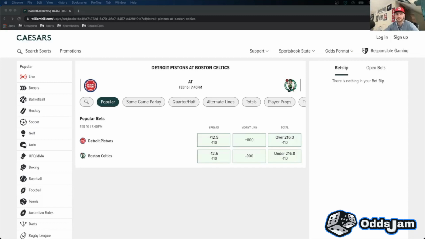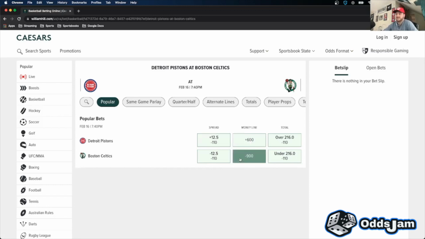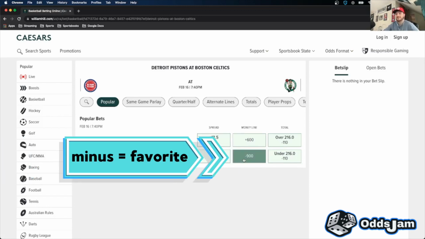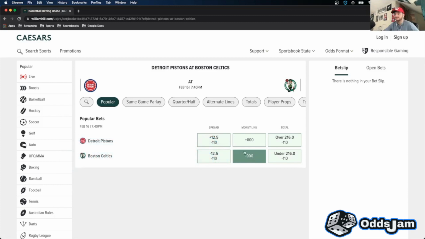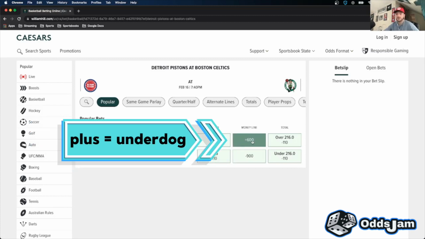So I have another game up here just to help us look at what it's like when a team is a heavy favorite. In this case, we're looking at the Celtics versus the Pistons. So again, we immediately know that the Celtics are the favorite because the money line has a minus before it. It looks like the money line for the Celtics is minus 900. Conversely, for the Pistons, another high number, the underdog plus 600.